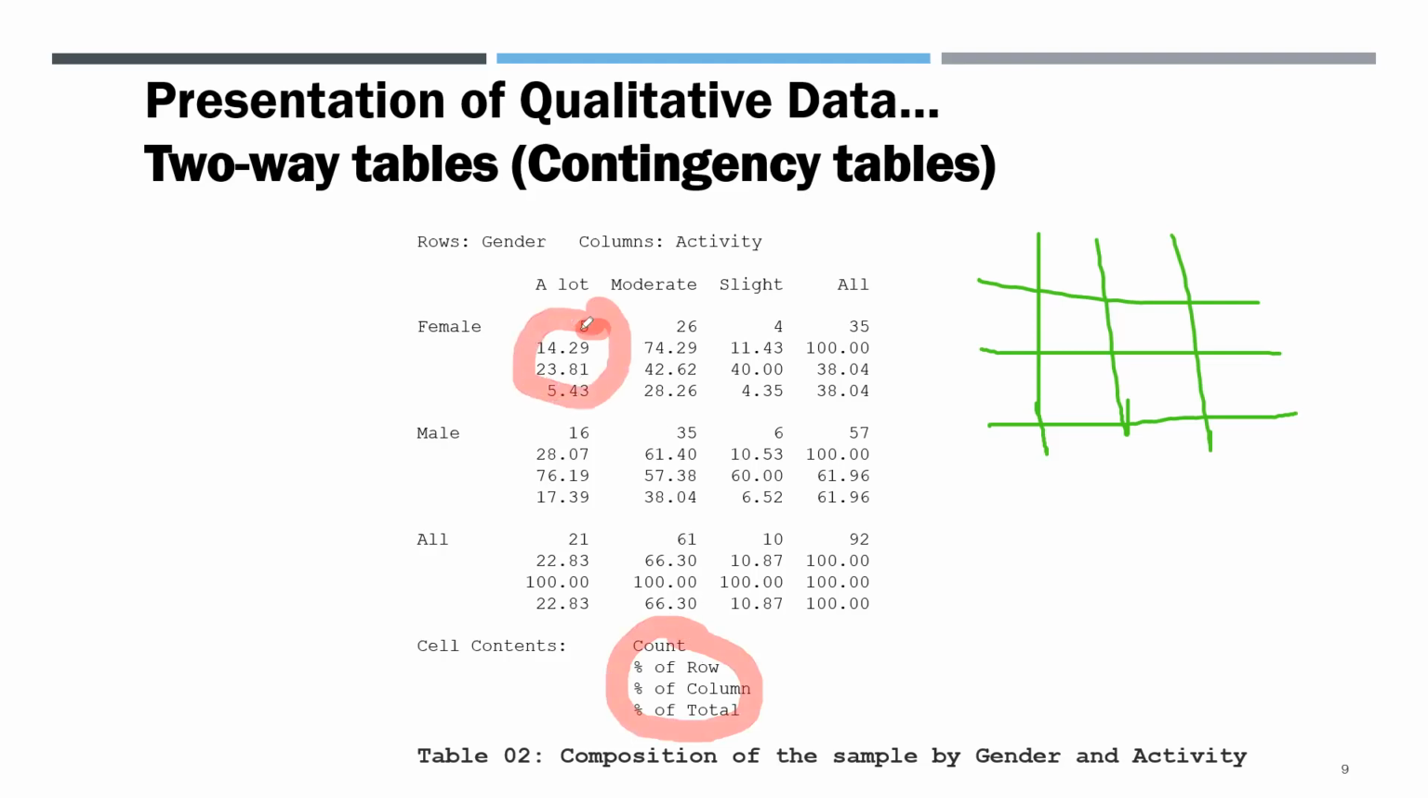The first value is the frequency, and then the row percentages, column percentages, and then the total percentages. I will explain what these things are. So this is a detailed one.